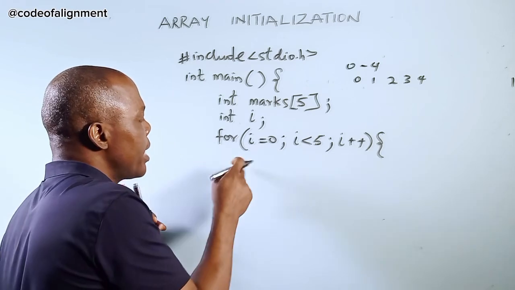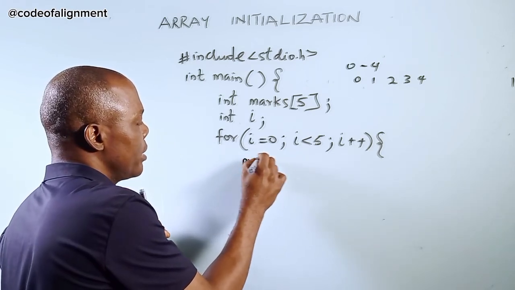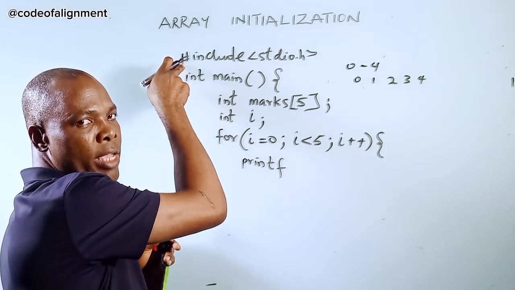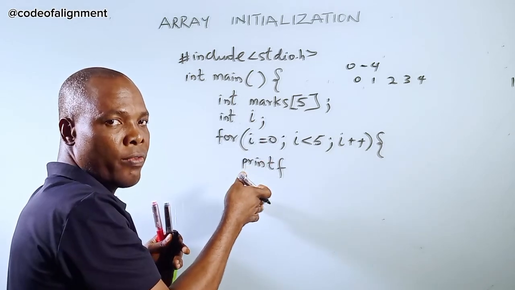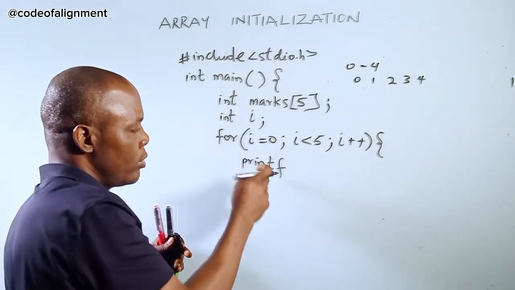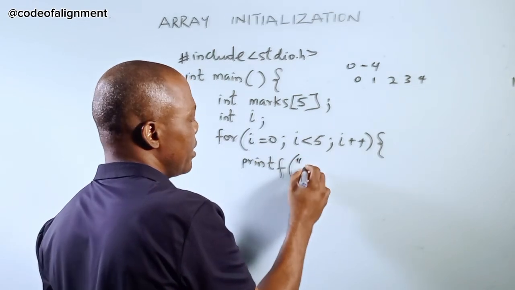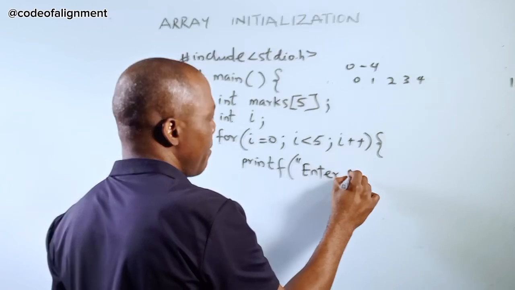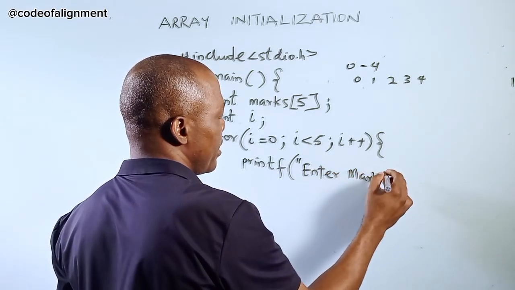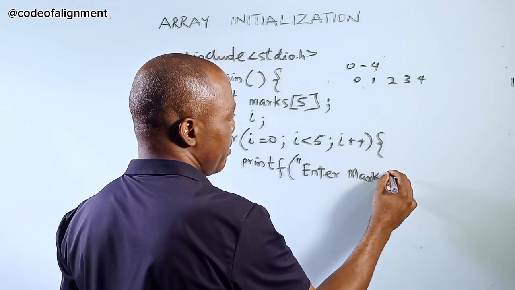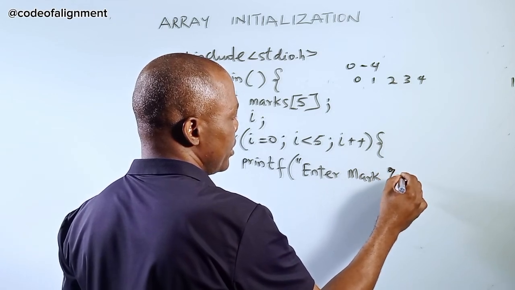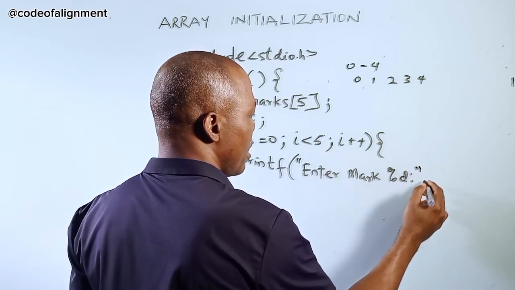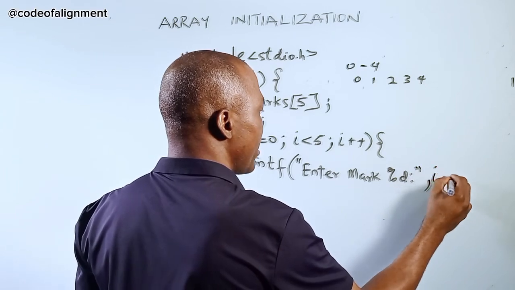What will I do? Here I will say printf. Now this function is gotten from this library. That's why I included it, so I don't have to write this function all over. I just call it from here. So printf, then a string literal, "Enter mark", then %d, comma, i plus 1.